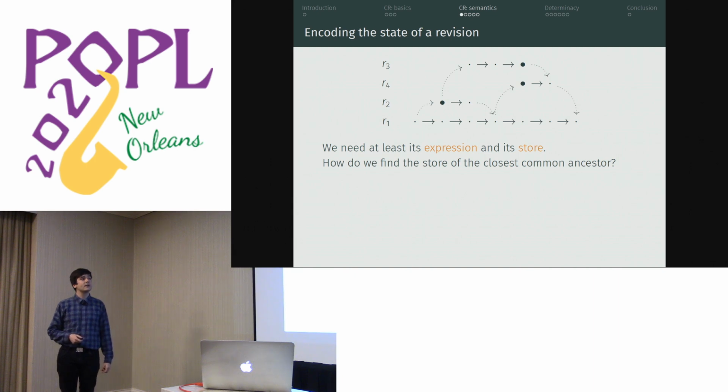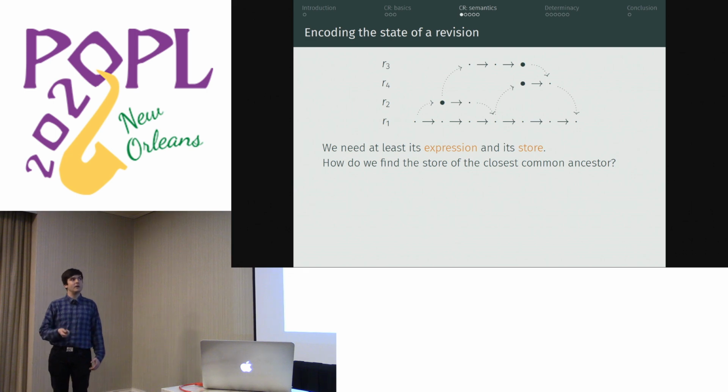So before I say more detail about the semantics, let me tell you how the state of a revision is encoded. We definitely need at least an expression in the store, as we saw from the preceding. But orthogonally, what we sometimes have to solve is finding the store of this closest common ancestor, because it may have a role in the merging process.